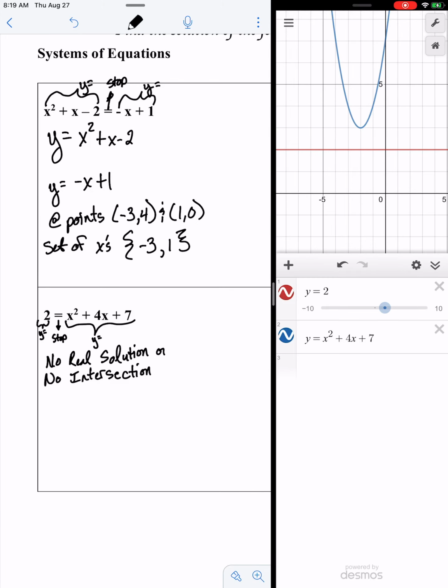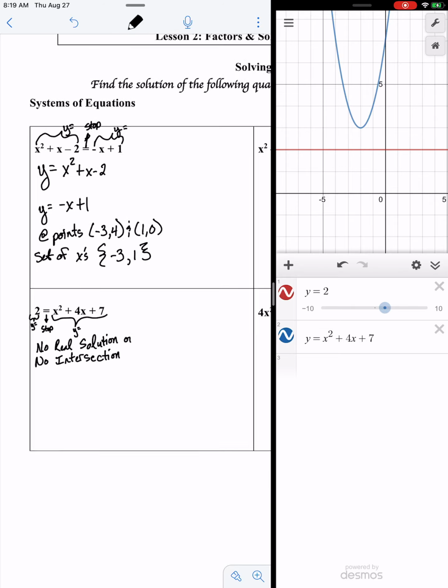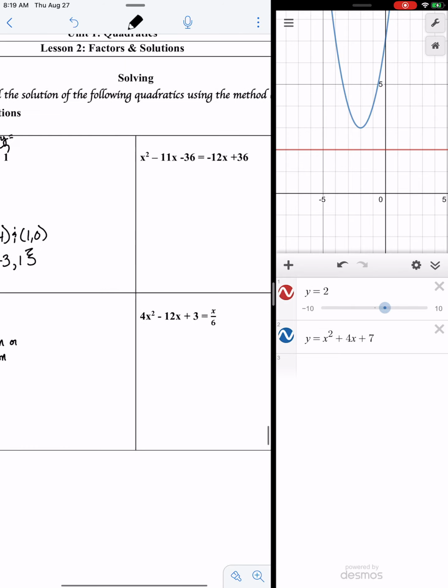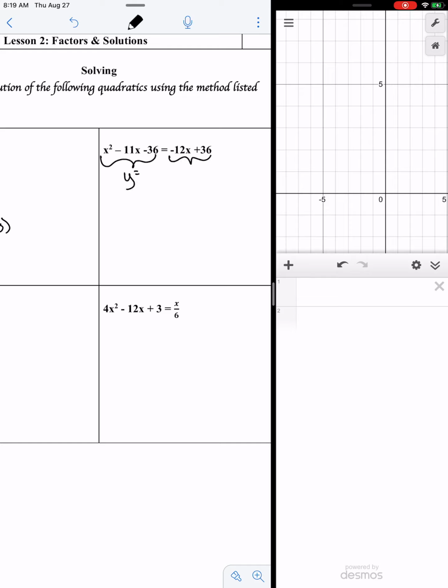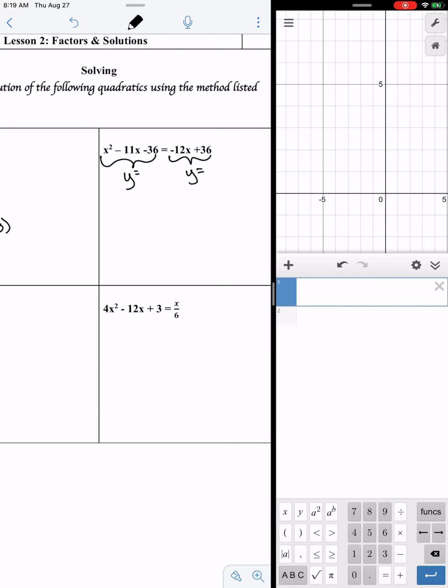So again, if they don't intersect, there's no real solutions. That doesn't mean there's not a solution, it's just not any real ones. Okay, and we'll talk about in the next video what we do when the graphs don't intersect. So we'll do one more. And sometimes you'll find questions that ask about how many real solutions. And the quickest way to do that, again, is to just type them in, see how many times your graphs intersect.